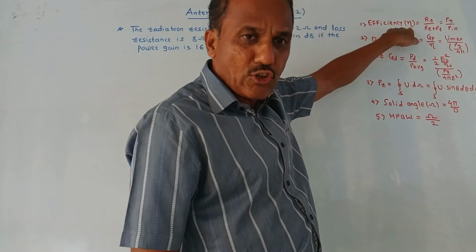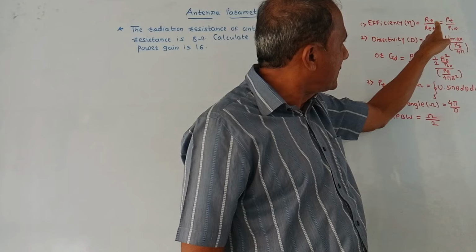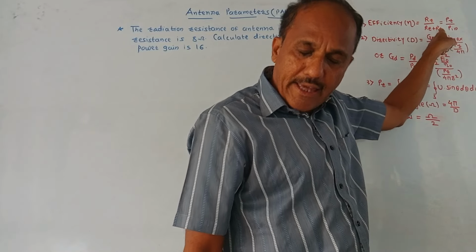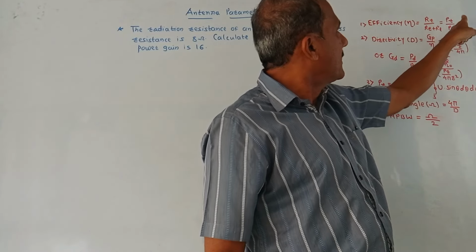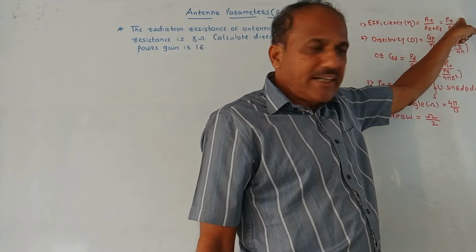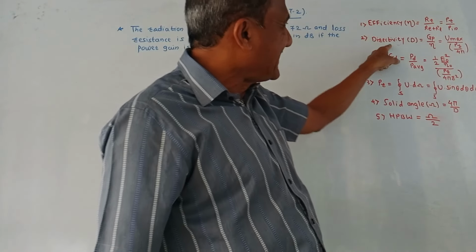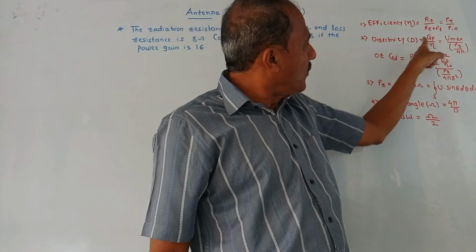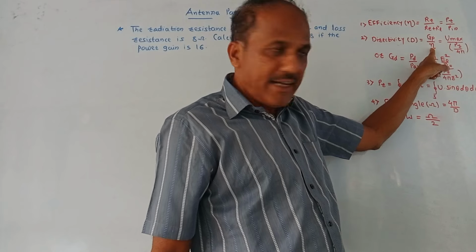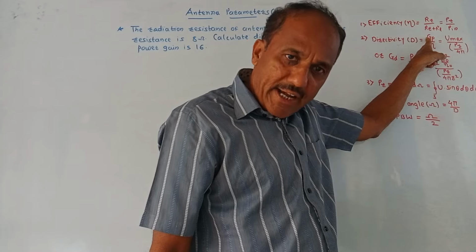Efficiency of antenna is denoted by eta, which is RR, that is radiation resistance, upon RR plus RL. RL is the loss resistance. One more formula is PR, that is radiated power, upon Pin. Pin is input power. Second formula is directivity D, which is GP upon eta. Eta is efficiency. GP is the power gain of antenna.